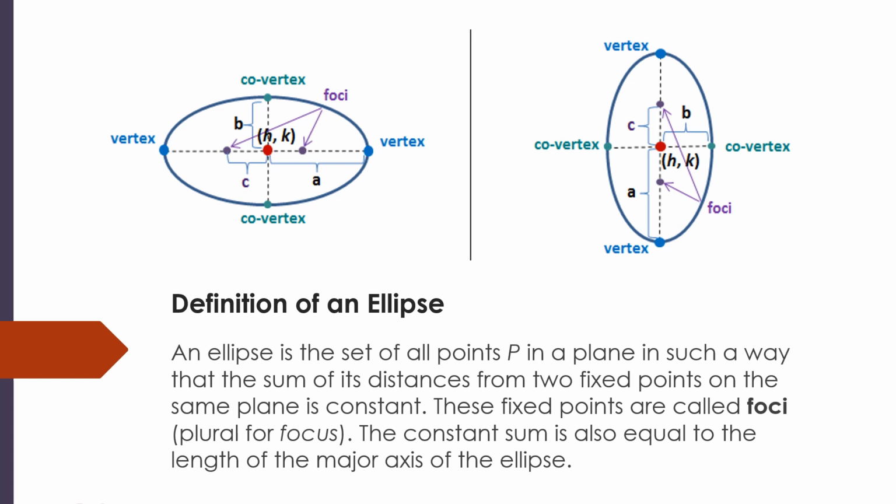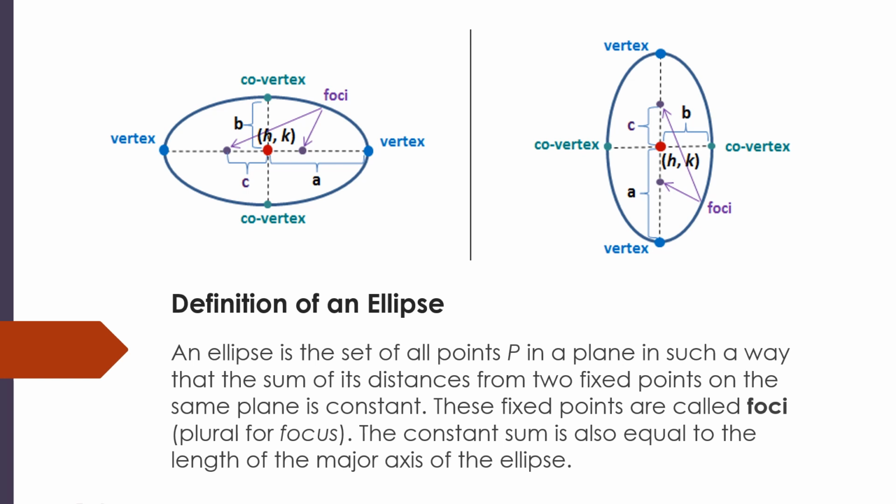Here's the definition of an ellipse. An ellipse is a set of all points P in a plane in such a way that the sum of its distances from two fixed points on the same plane is constant. These fixed points are called foci. The constant sum is also equal to the length of the major axis of the ellipse. I'm going to show you what this last sentence means.